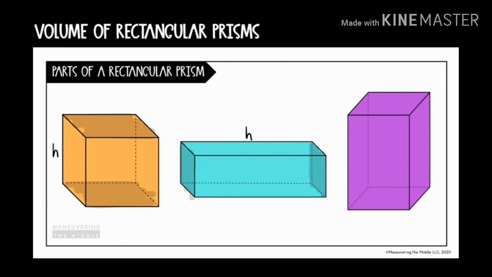But I think it makes the most sense to consider what the prism is sitting on top of. So in the purple one, I'll consider these two the base, and I will label this as my height because it's the distance between both of the bases.